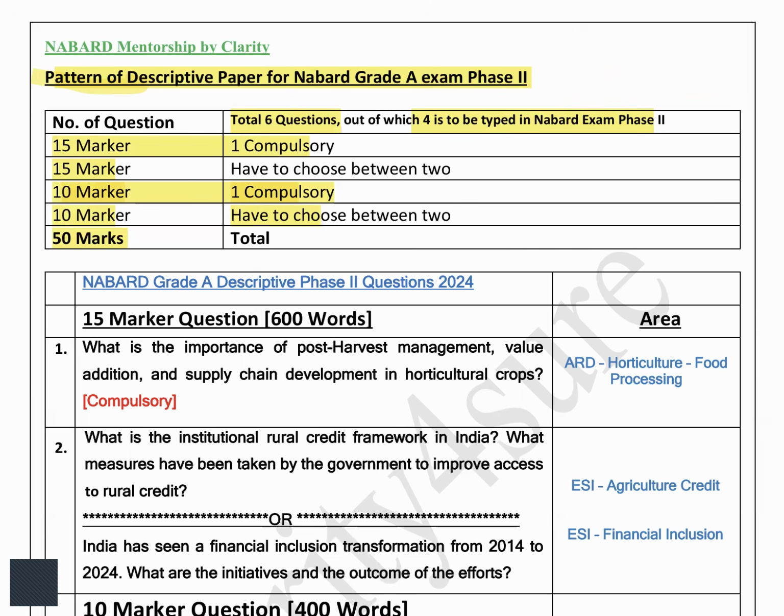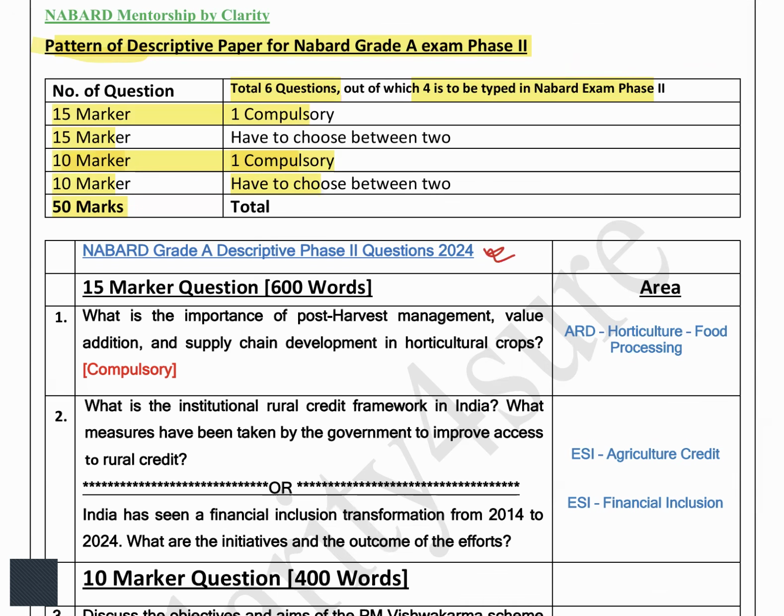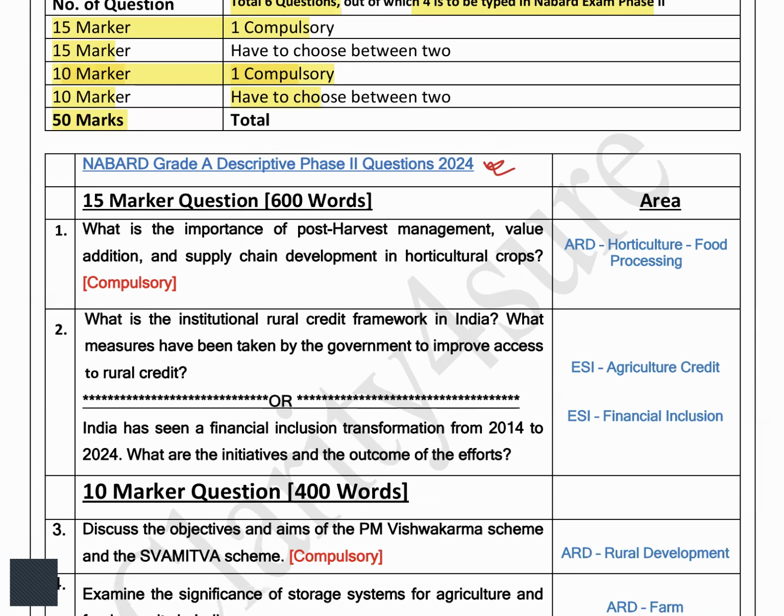So we will start with the latest year. We will start with the year 2024, right? 2024 that has happened in the last year. So let's see. The first question that they have asked in the 15 marker, right? It's a 15 marker question. You have to write in 600 words. The range is given, some 580 to 600 like that. On an average, you have to write 600 words.